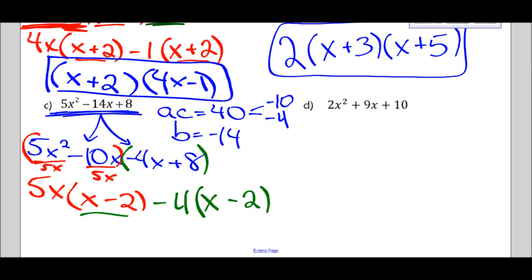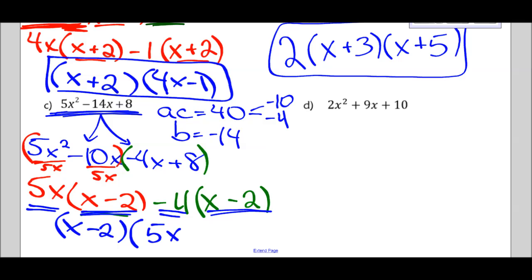Really, I have my two factors now. There's stuff in the parentheses. That and that. That's one of them. And the second one comes from the two GCFs that we factored out. 5x and negative 4. Again, if you're unsure if you got it right, you can FOIL that back out. You can multiply these together and make sure you get that as your answer.